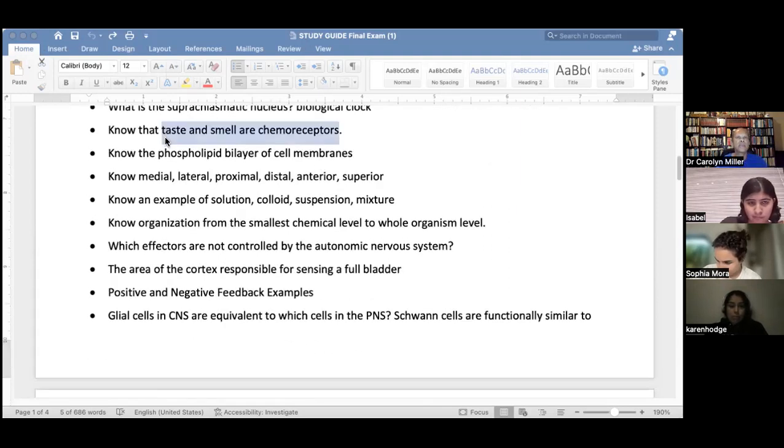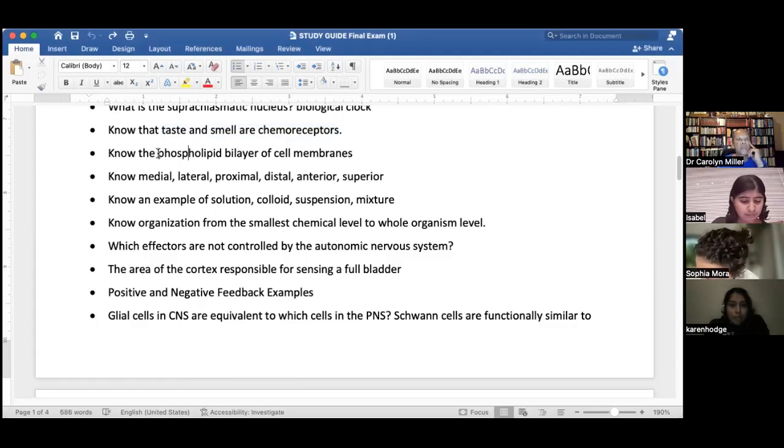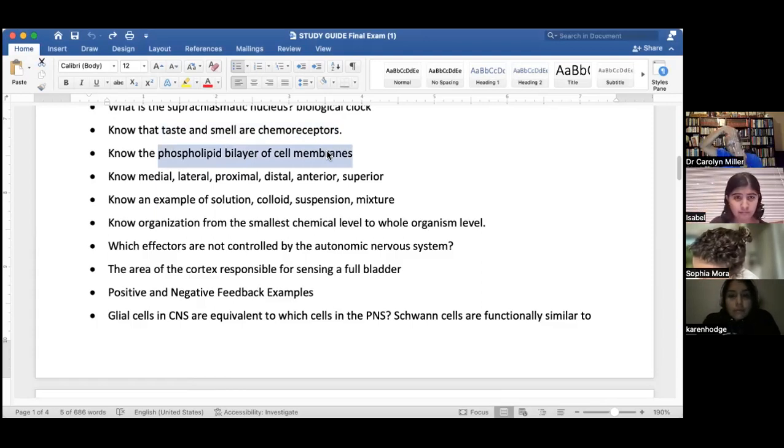So know that taste and smell are chemoreceptors. That means they must be in solution to elicit an action potential. Know the phospholipid bilayer of cell membranes. We have the lipid tails toward each other in the center of the cell membrane, which makes the interior of the membrane hydrophobic. And the phosphate heads are toward the outside and inside of the cell, and those are the hydrophilic portion of that cell membrane.